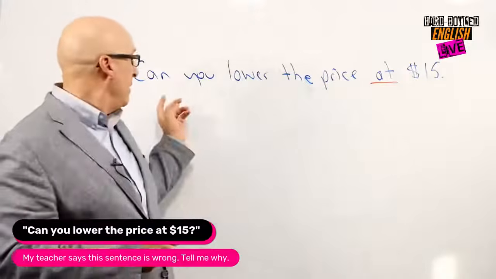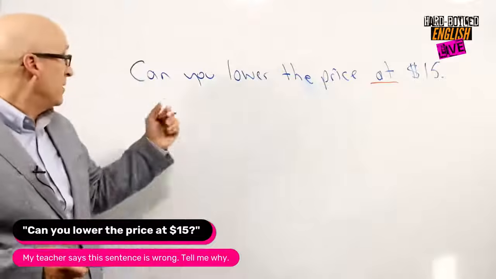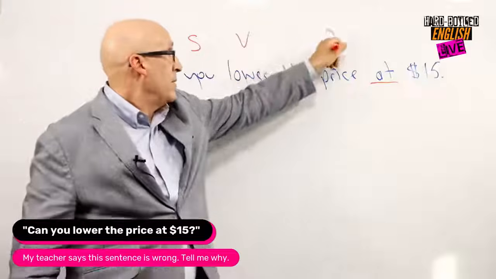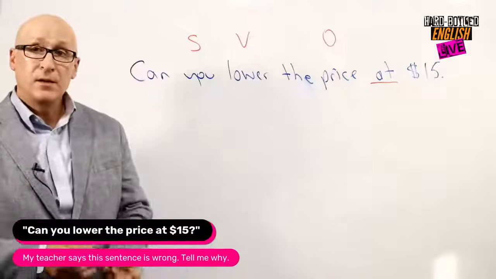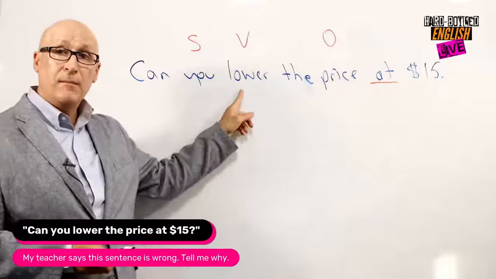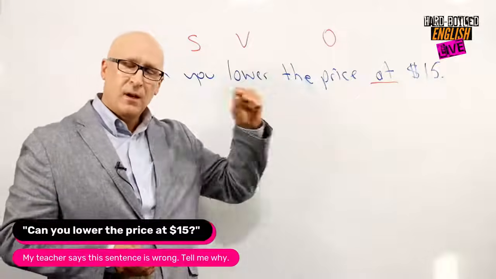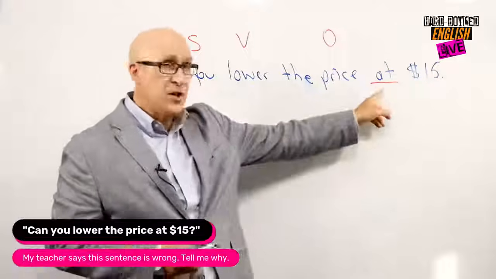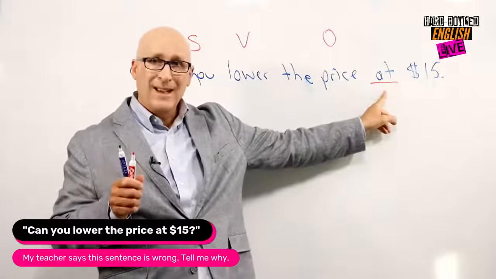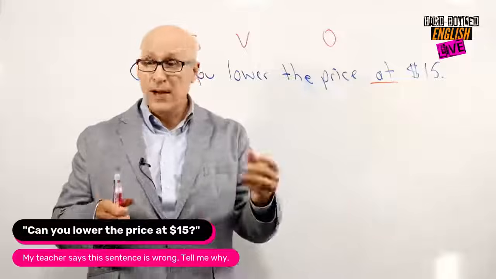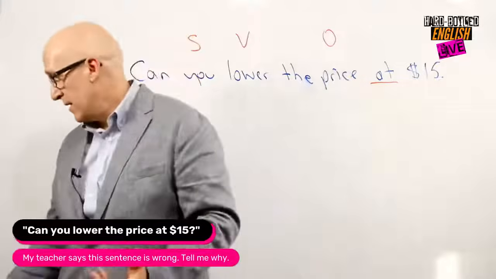And let's break down the parts. So we have a subject here and a verb here, and the object is here. Okay? So we know that something must lower. Something must lower, and it's the price. Now, prepositions do one thing only. They connect nouns. They connect nouns to other words, which include nouns. And the reason why is this.